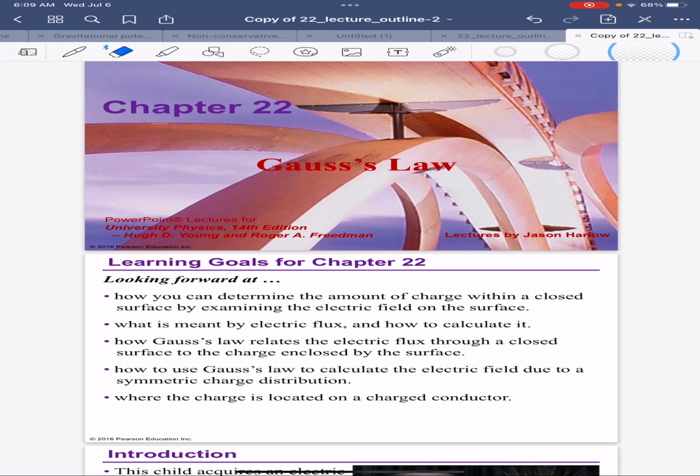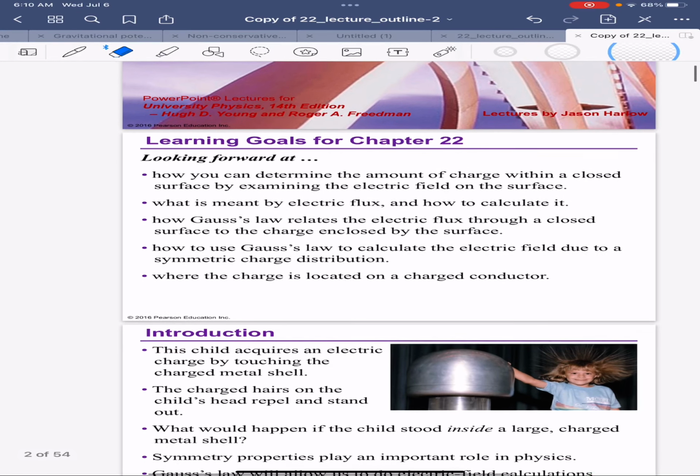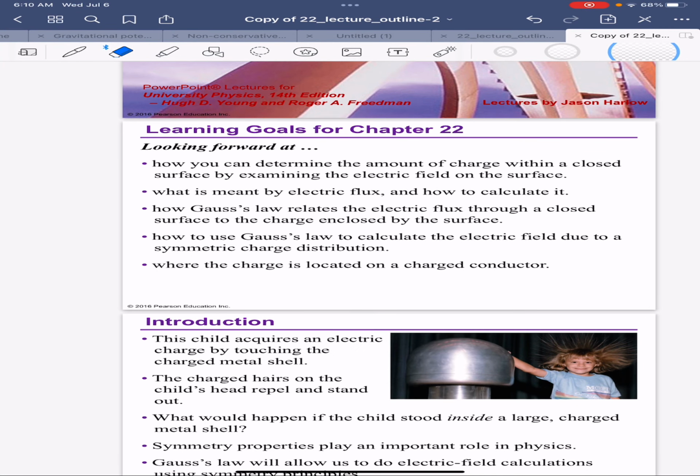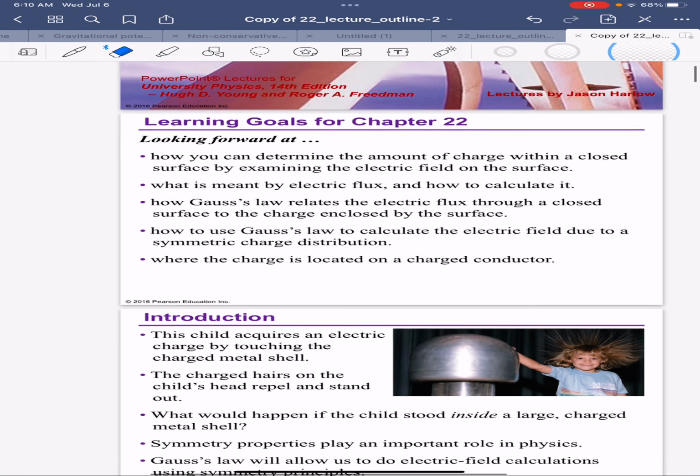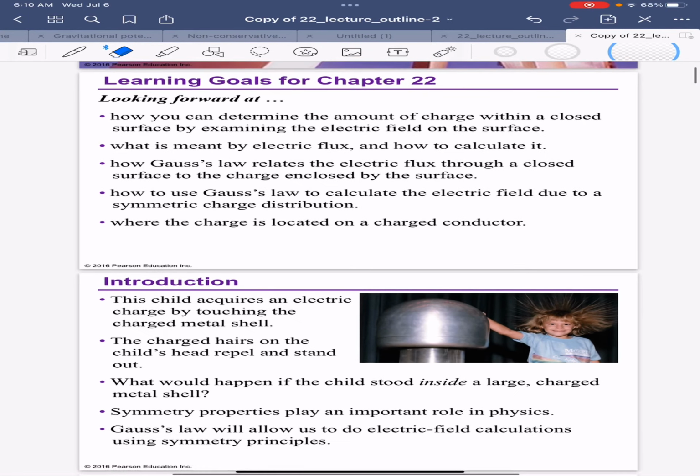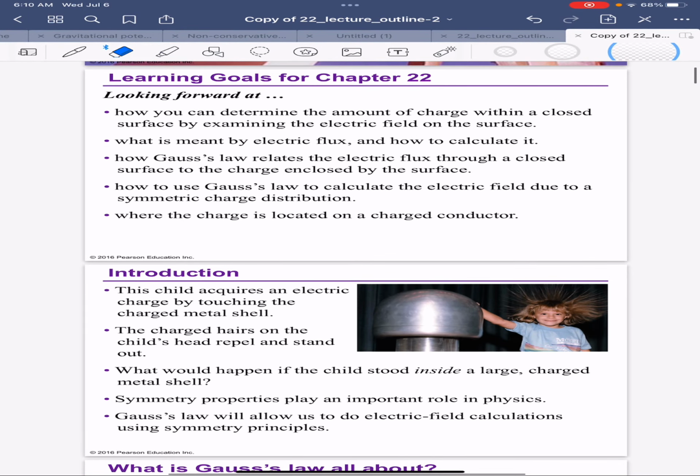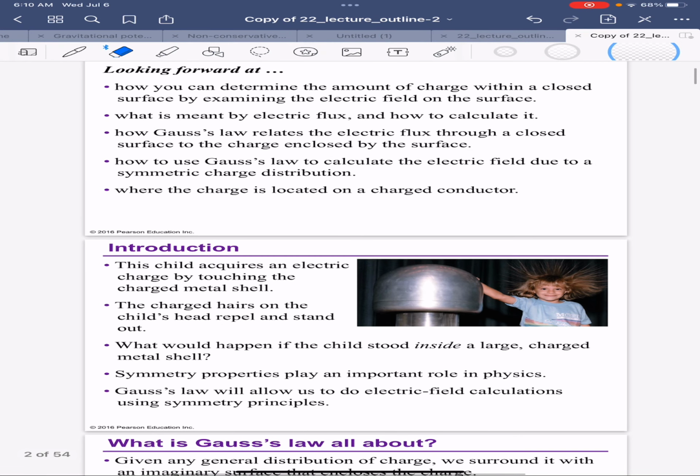I would say Gauss's law is very good for systems where we have charges that are really continuous charges, and also they have a symmetric distribution. And if we have a conductor, we are going to look and find out where the charge is located.